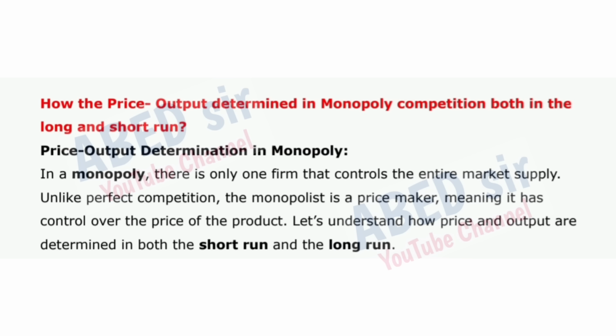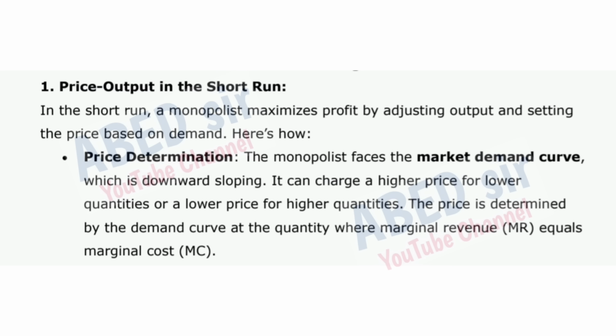Let's understand how price and output are determined in both the short run and the long run. 1. Price output in the short run. In the short run, a monopolist maximizes profit by adjusting output and setting the price based on demand.